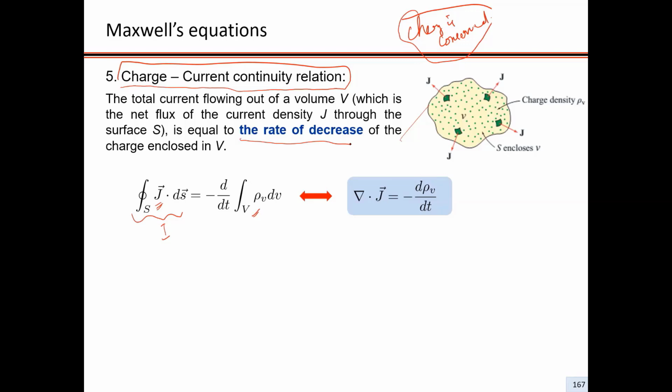That means the current has already flown out. If the current has flown out, that means the charge inside has decreased. The current that is flowing out is equal to the rate at which the charge decreases inside. How? Because current is the rate of flow of charges. Rate means change in time. The rate of decrease in charge.